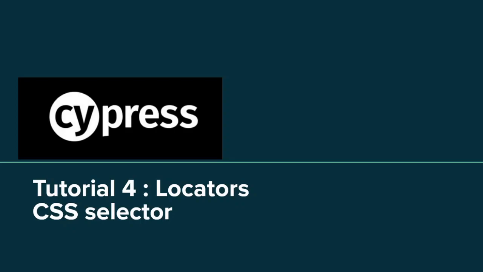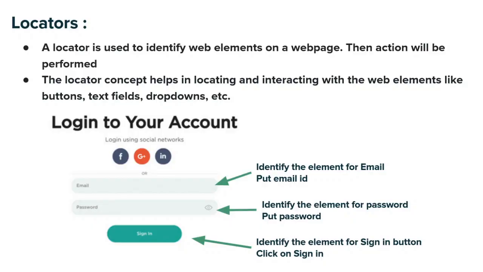In the previous session, we saw Cypress and ran the first test on the Cypress automation tool. So in today's session, we will see locators. What is a locator and what is the importance of locators in test automation? A locator is used to identify web elements on a web page. Then the action will be performed.